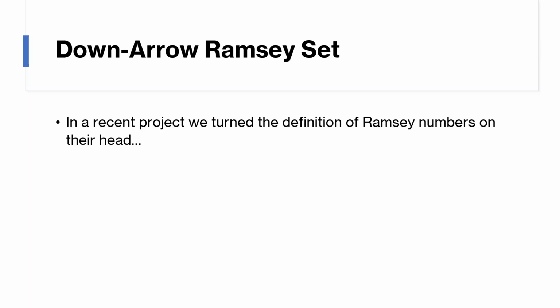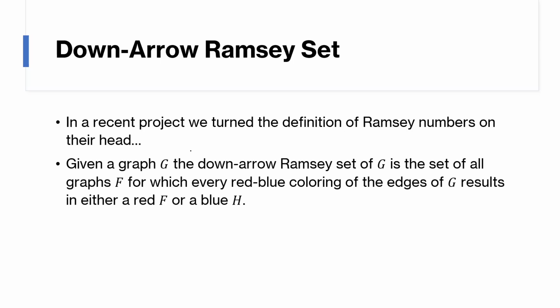So the last topic I'll mention is the down arrow Ramsey set of a graph. And so this was in a recent project that myself and my colleague, actually Alexis Byers, that I had mentioned before. We invented this topic and then studied it. We kind of turned the definition of Ramsey numbers on their head. And so we defined it as, given a graph G, the down arrow Ramsey set of G, we denoted this down arrow of the graph, is the set of all graphs F for which every red-blue coloring of the edges of G results in either a red F, or a blue F, so a monochromatic F.